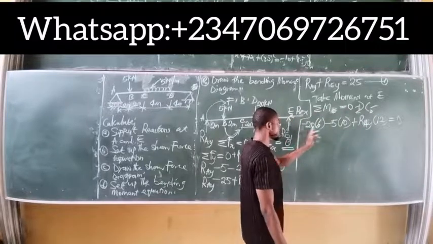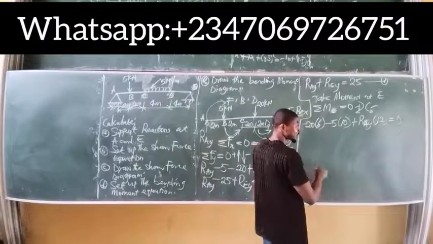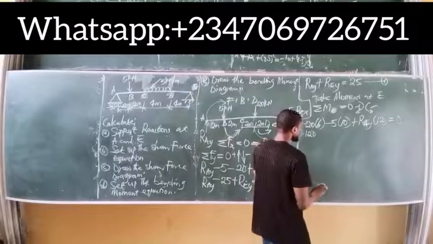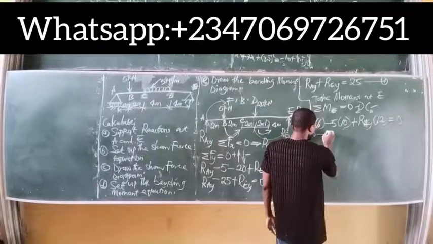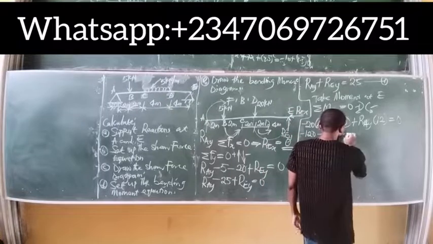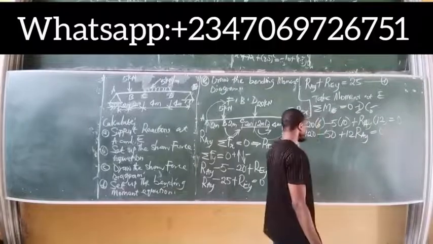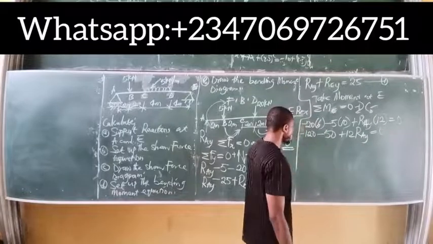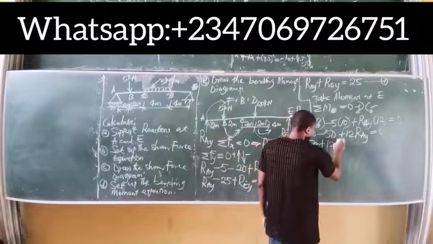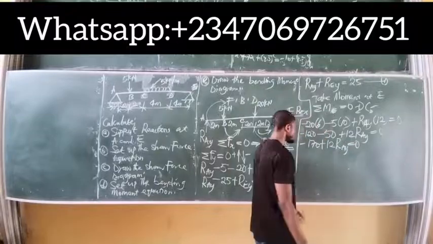So from here, minus 20 times 6. Minus 120. Minus 5 times 10 is minus 50. And plus 12 RAY, and this is equal to 0. Minus 120 minus 50, minus 170, plus 12 RAY equals 0. So simply send what?